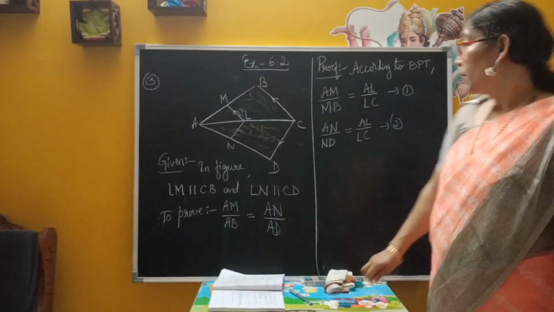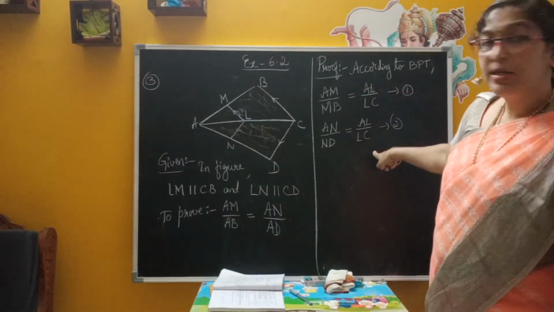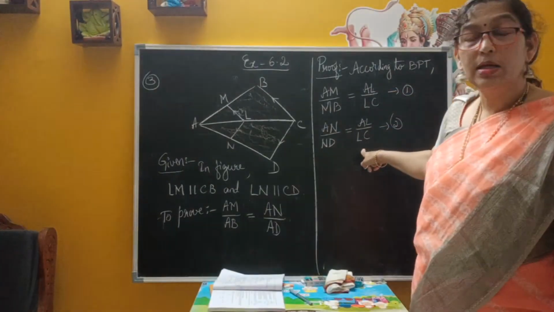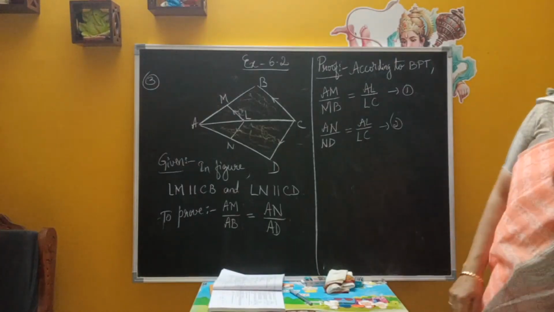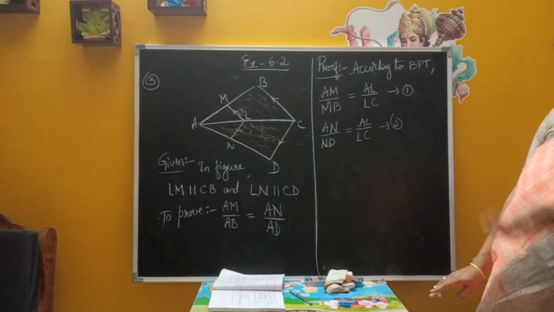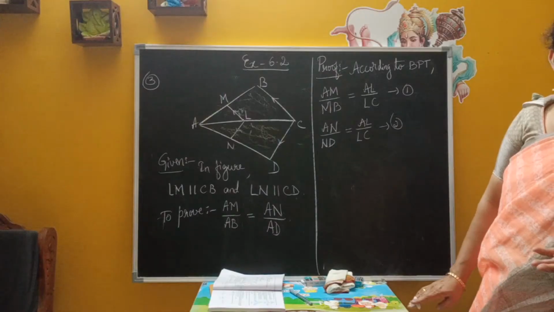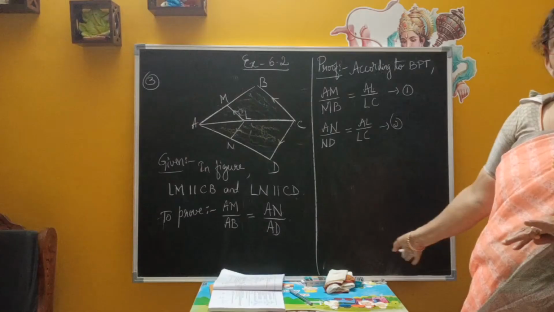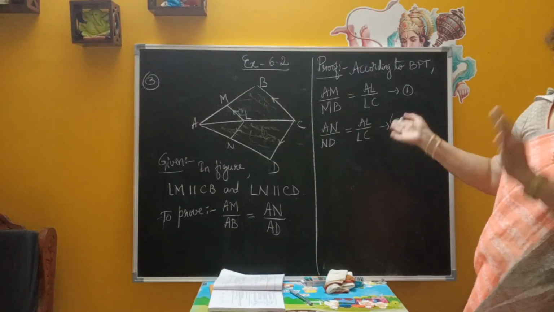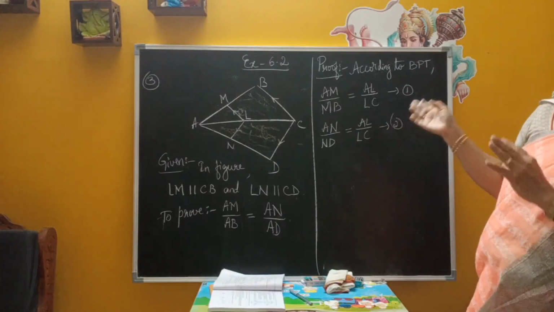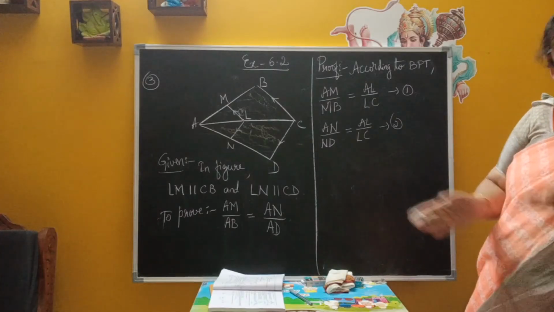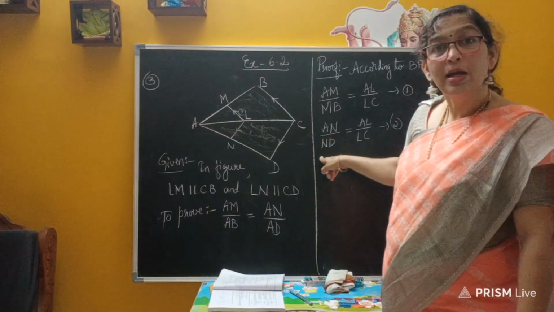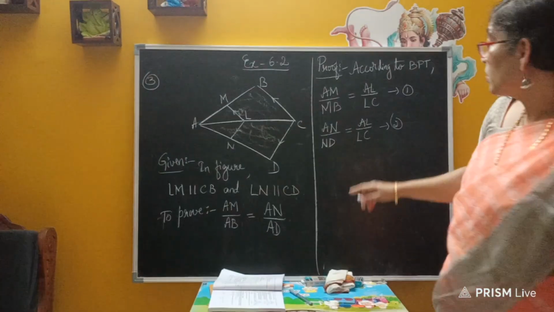Now see both the equations. What do you observe? In both the equations, the RHS is equal, isn't it? Here also we have AL by LC, here also AL by LC. The RHS is the same, so the LHS must be equal. If 2 plus 4 is equal to 6, then 3 plus 3 is also equal to 6. The right hand side is equal, so 2 plus 4 is equal to 3 plus 3. Similarly, here the RHS is equal, so the LHS is also equal.